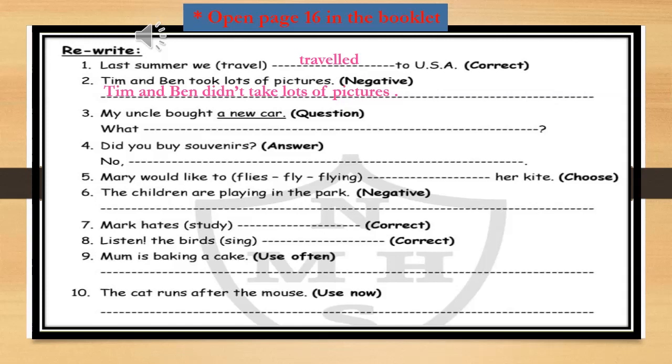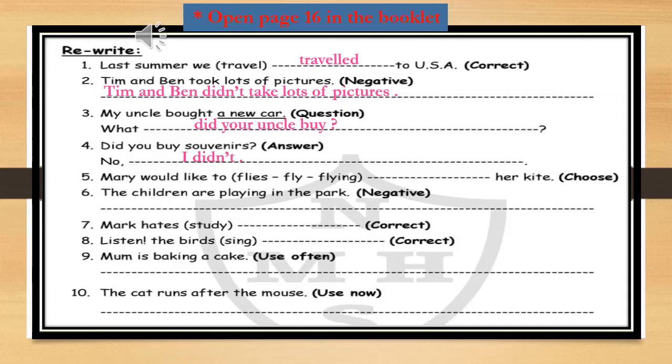Number 3. My uncle bought a new car. Question. I underlined for you a new car. So what is the question? What did your uncle buy or bought? Buy, because I put did. So it will be, what did your uncle buy? Number 4. Did you buy souvenirs? Answer. No, I didn't.